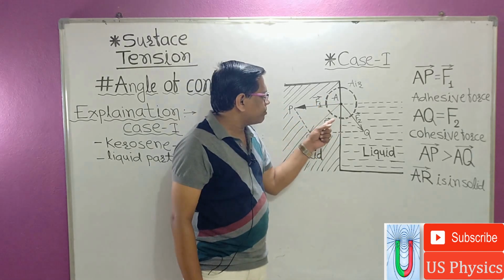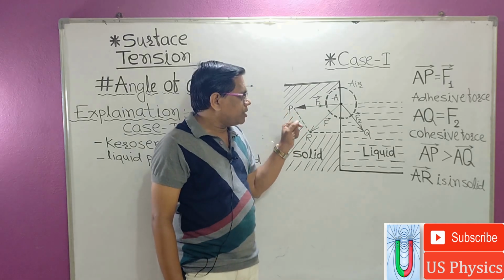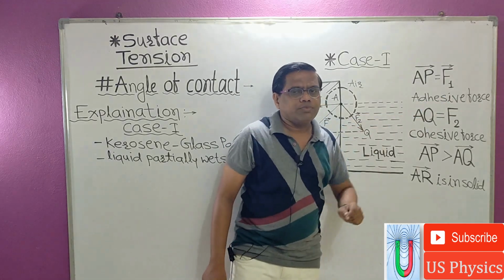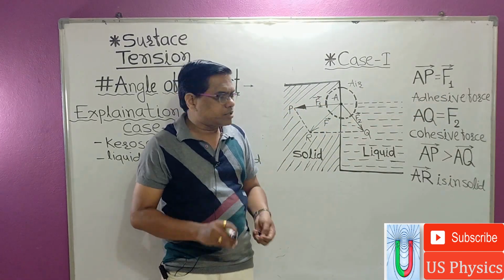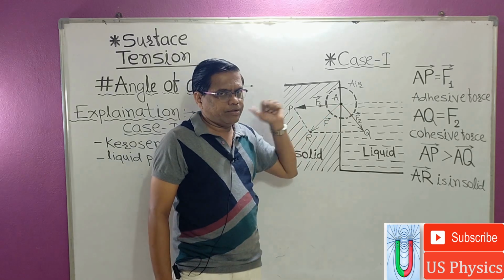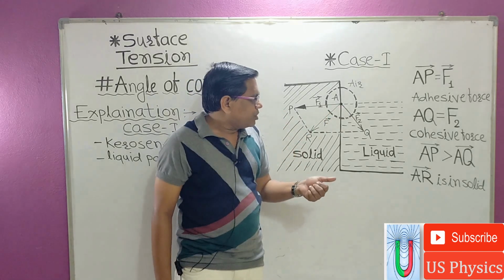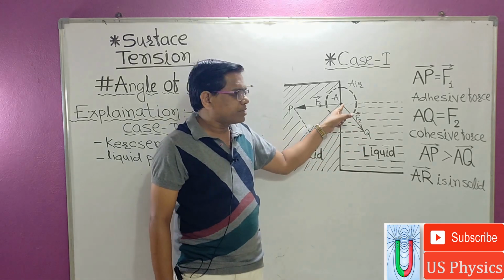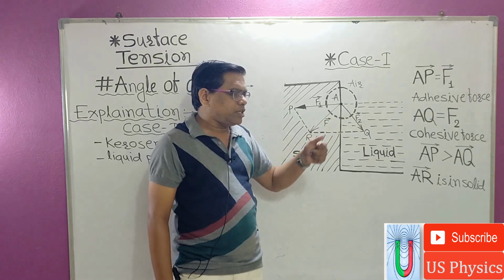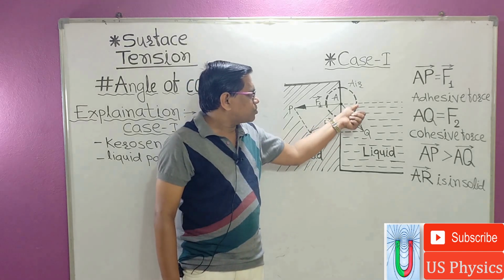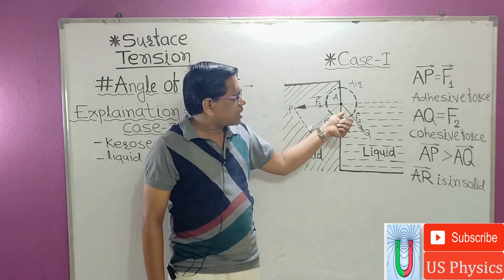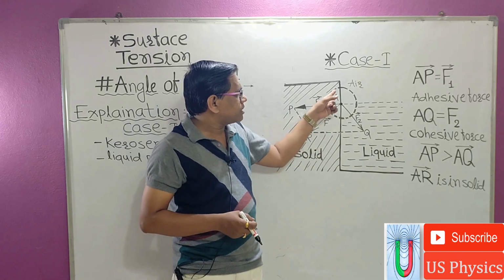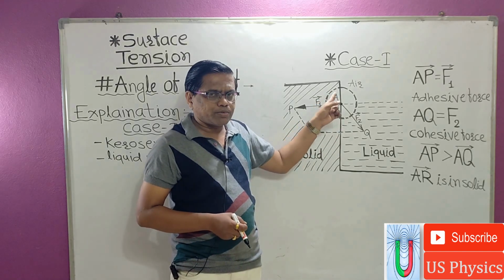So here in this diagram, this AP bar represents F1 bar, which is the adhesive force due to molecules of solids acting on this molecule A. Now we will consider the cohesive force between the molecules of liquid and molecule A. So A is also a molecule of liquid. In this part of the sphere of influence there are many molecules of liquid, but their density is less than that of the density of molecules of solids.